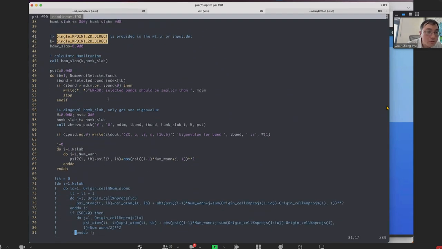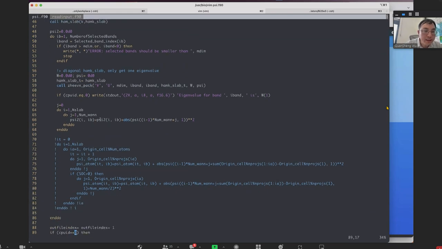And then you need to diagonalize it. Here, we call this a function from LAPACK. You can diagonalize it, and then this is the wave function. Okay, and then you see here, this is the psi, this is the wave function.